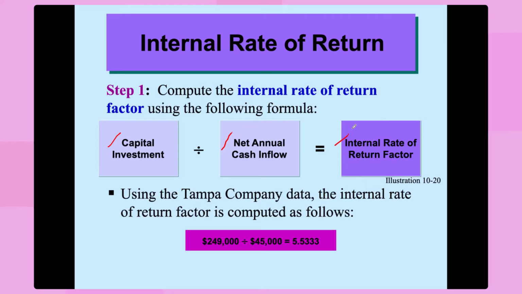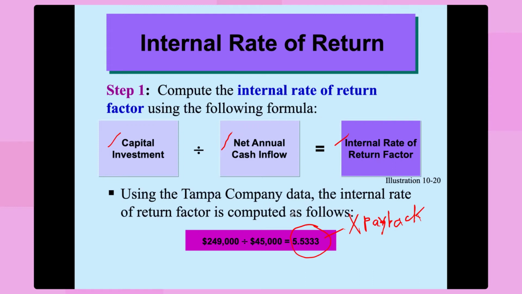Sir, it looks like the same formula. Yes, the same formula as in the cash payback period. In the IRR, it is your IRR factor. In the cash payback period, it is the number of years. So, for example, if this is a cash payback period, the 5.533 here is your payback in years. But in terms of our IRR, it is not a payback. It is the IRR factor.